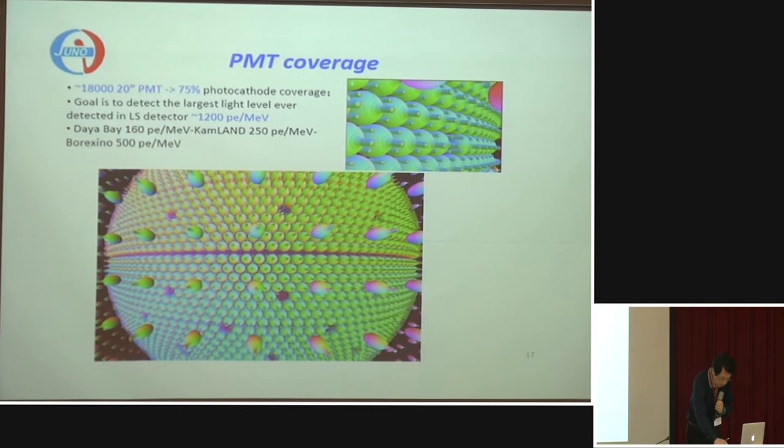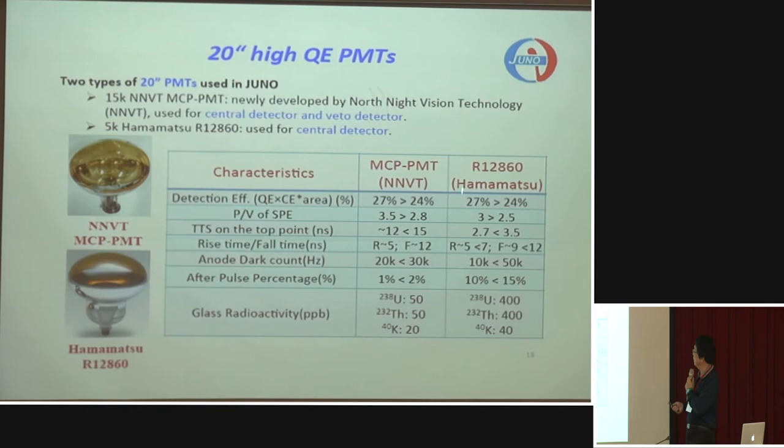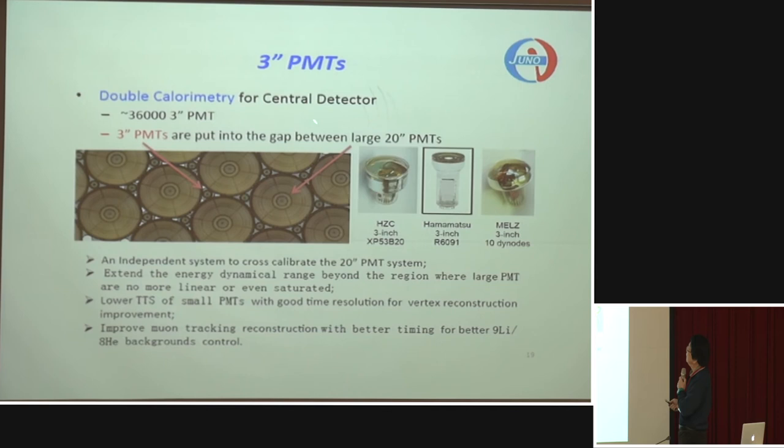Okay, so this is the 20-inch PMT. Actually, we will be doing bidding for both, and we will buy, I think, 2/3 from NNVT and 1/3 from Hamamatsu. Okay? The requirement is similar, but not quite identical, for each of the tubes. Then the 3-inch, we decided actually only about a year ago, and you can see we placed them in between the 20-inch ones. At that time we had three possible vendors, but now we're fixed with HZC in Hainan, and I think they can actually produce those 3-inch PMTs quite well.